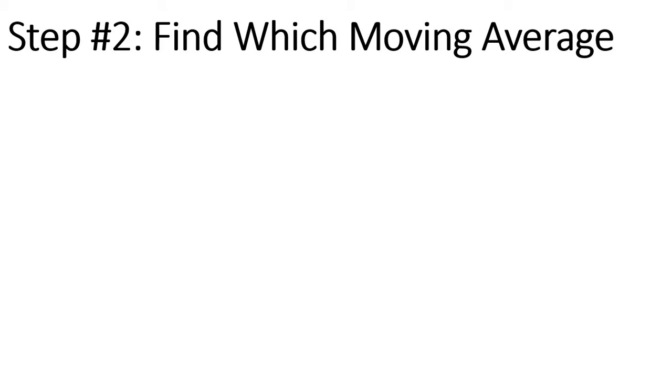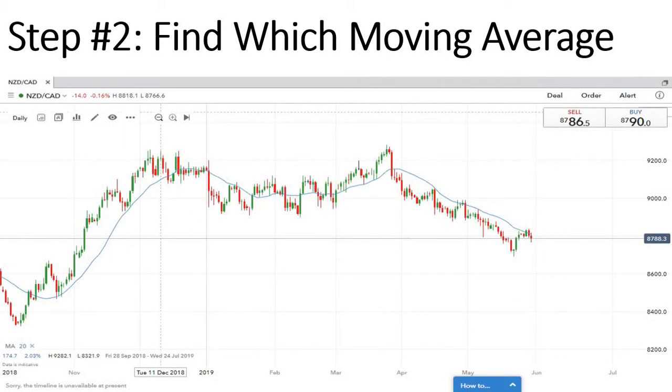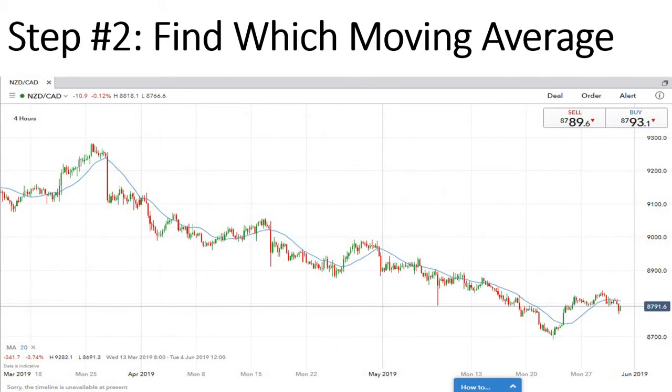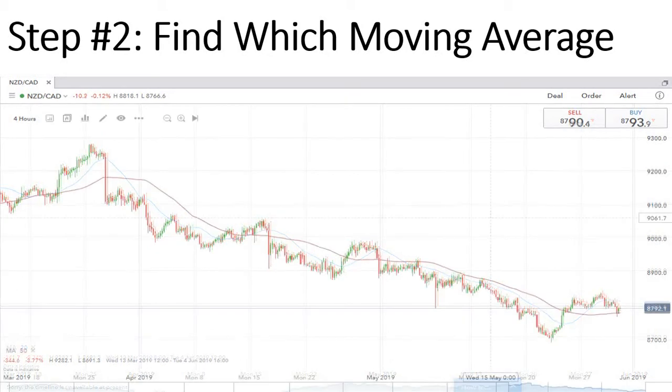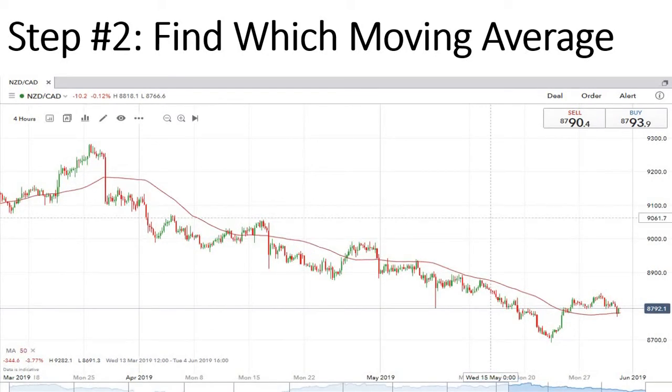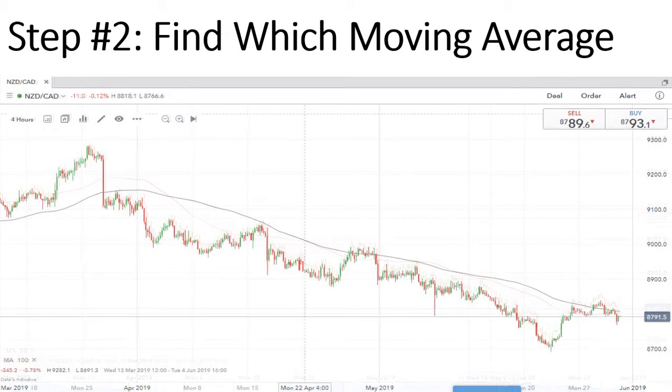So, continuing with the New Zealand dollar Canadian dollar example, now we need to change down to our preferred time frame, and in this case it is the 4 hourly. We can see that the 20 MA is not acting as a resistance level on this time frame. So what we need to do is add the next MA to see if that is acting as resistance. So we add the 50 MA. We can see that this is still not meeting the higher highs and so is not acting as resistance. So now we add the 100 MA, the next MA up. So we have found our resistance moving average.